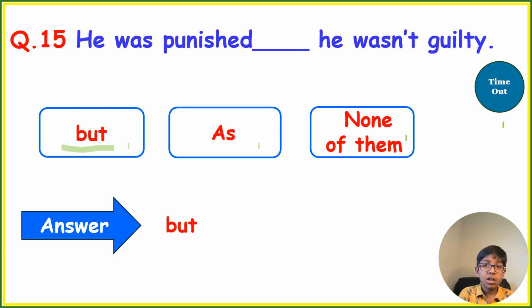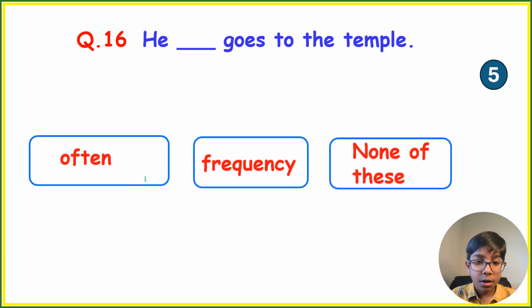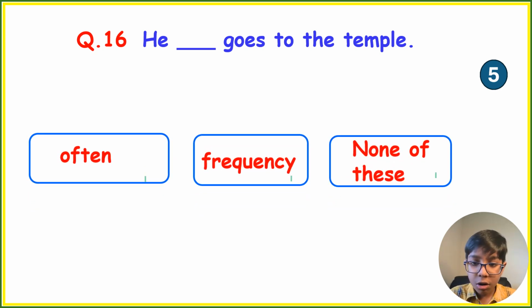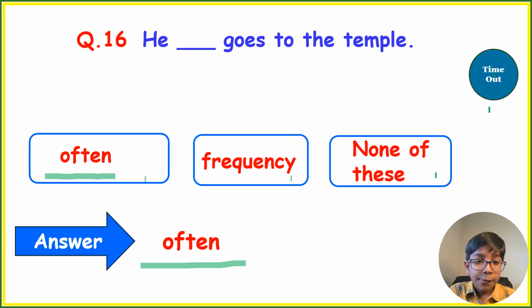Your next question is: he dash goes to the temple. Often, frequency, none of these. Your time starts now. Correct answer is often. Here, often is an adverb that's describing our verb goes.